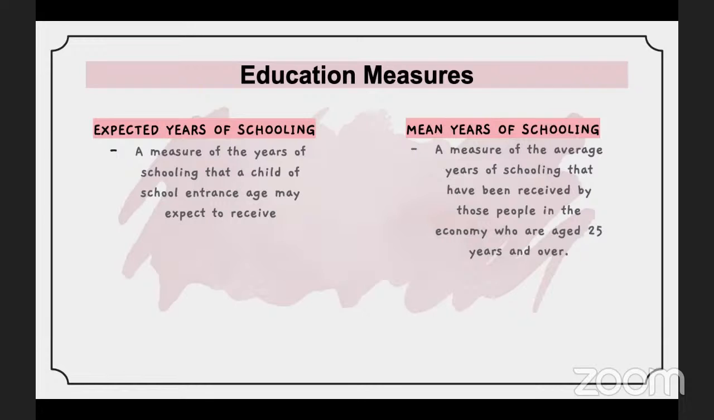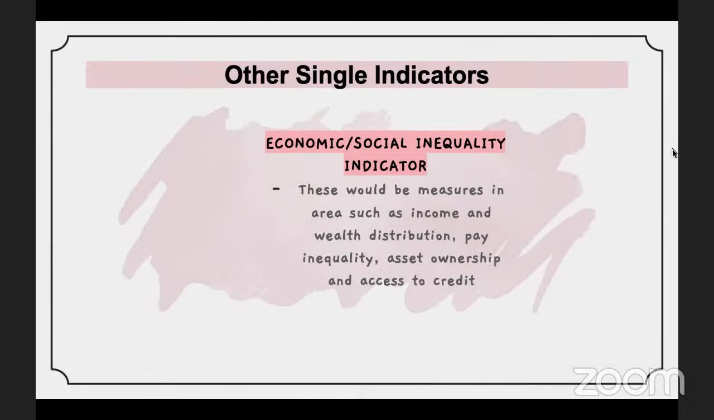Okay, next slide. Okay, what are the other single indicators? Firstly, economic or social inequality indicator. This would be measures in areas such as income and wealth distribution, pay inequality, asset ownership, and access to credit.